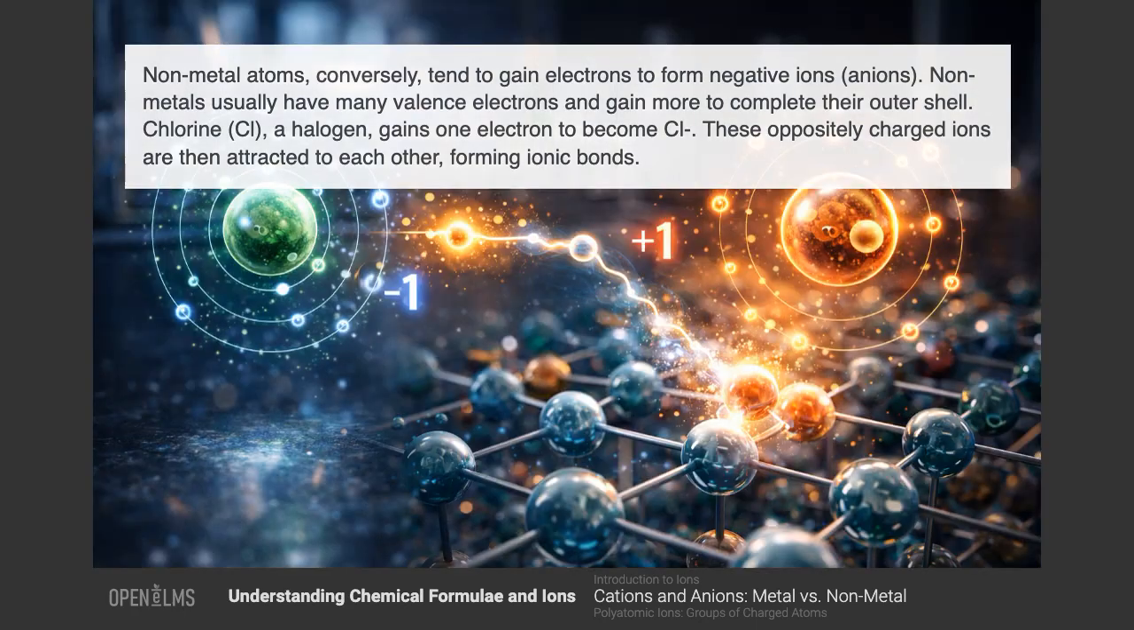Non-metal atoms, conversely, tend to gain electrons to form negative ions, anions. Non-metals usually have many valence electrons and gain more to complete their outer shell. Chlorine, Cl, a halogen, gains one electron to become Cl-. These oppositely charged ions are then attracted to each other, forming ionic bonds.